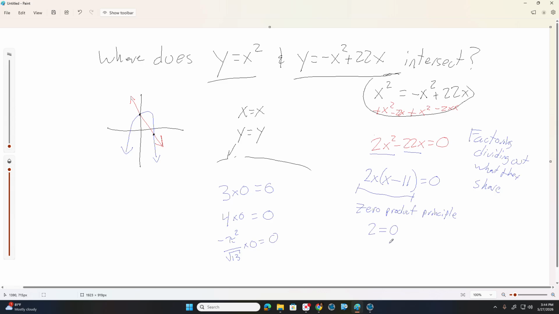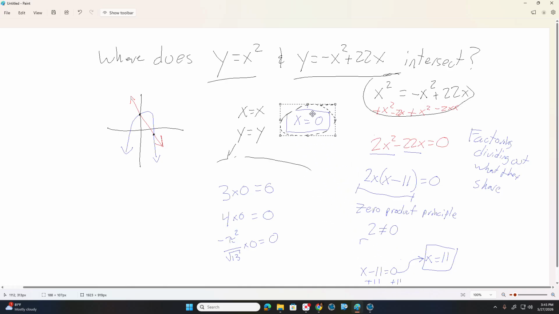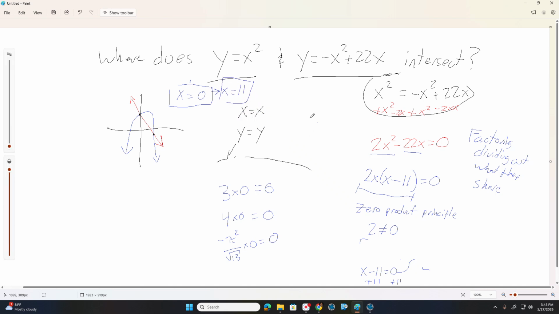Either 2 could equal 0, and it doesn't. x could equal 0, that's a choice. Or x minus 11 equals 0. Well, this one we can do a little bit further. If we add 11 to both sides, that's the same as writing that x equals 11. So, I see 2 solutions. Where do x squared and negative x squared plus 22x equal each other? I find 2 values, x equals 0 and x equals 11.